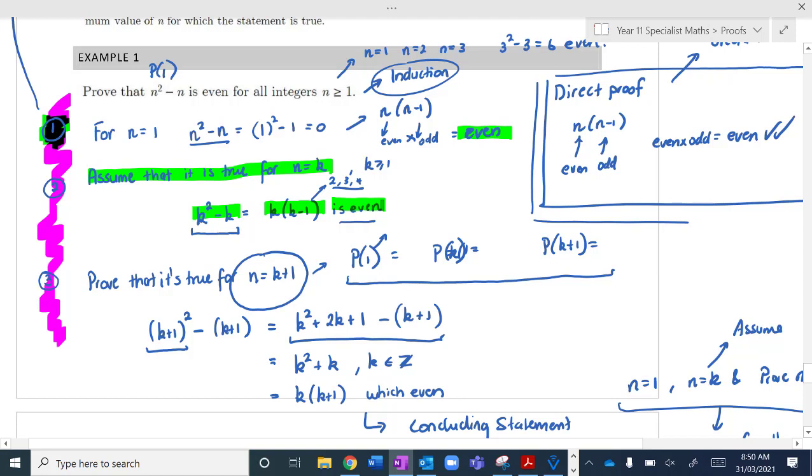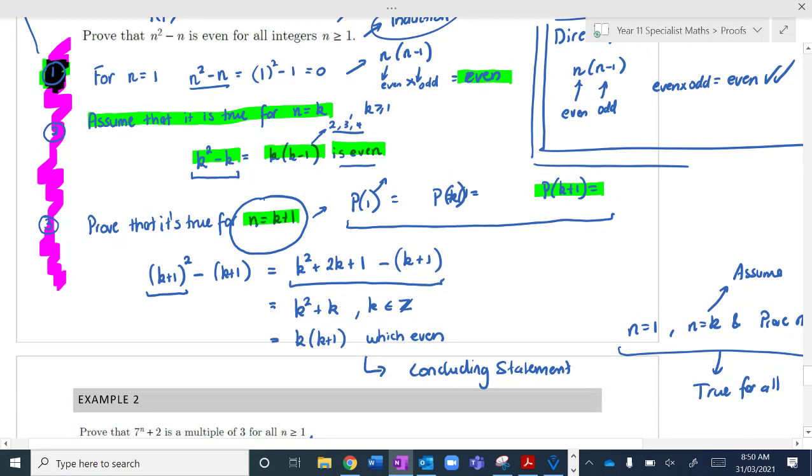Okay, so we assume that's true. So that means wherever you see that k squared minus k, or factorise k times k minus 1, then we know that is even. Now what we've got to do is prove that for n equals k plus 1. Often you could see it like this, p of k plus 1, it's function notation.